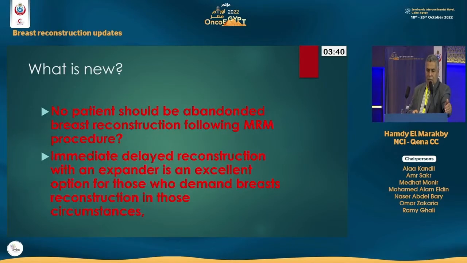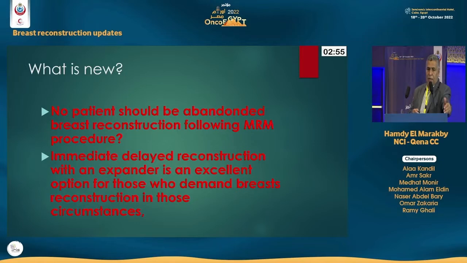So, as I said, no patient should be abandoned from breast reconstruction even following MRM. Immediate delayed reconstruction with an expander, I mean implant expander, is an excellent option for those who demand breast reconstruction. In this situation, we put the expander, we start to fill it after 2 weeks from surgery till 6 months. During that period, this patient will have radiotherapy treatment and then come back for a definitive reconstructive method. And the advantage of this is you keep the skin envelope healthy for further reconstructive procedure.